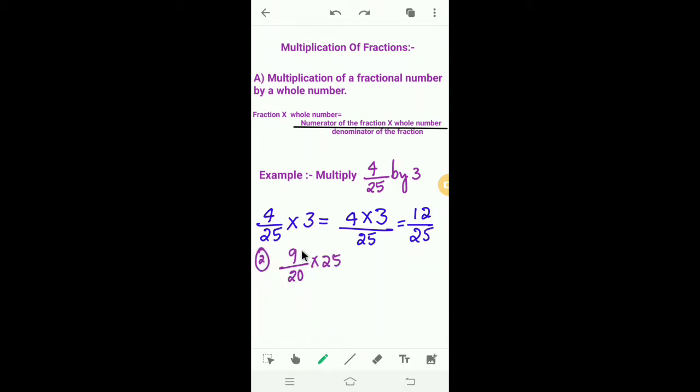Let's solve the second problem. 9 by 20 into 25. Here 9 is the numerator of the fraction, 25 is the whole number, by 20 is the denominator of the fraction. Here 25 and 20 are divisible by 5. So 5 5s are 25, 5 4s are 20, 9 5s are 45 by 4. 45 by 4 is an improper fraction.